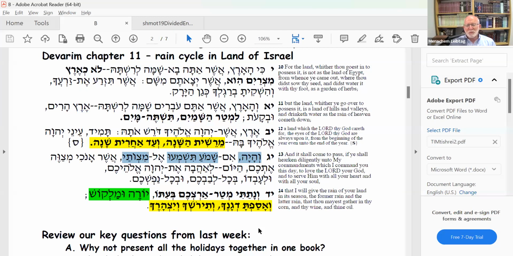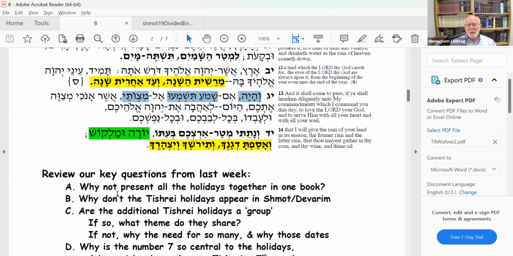Now, let's review our questions from last week. Remember, why not present all holidays in one book? Because each group of holidays has its own theme. We explained that the Tishrei holidays aren't in Shemot and Devarim, which may also relate to the fact that the final date isn't determined until after Chet HaEgel. We'll get to that later today.